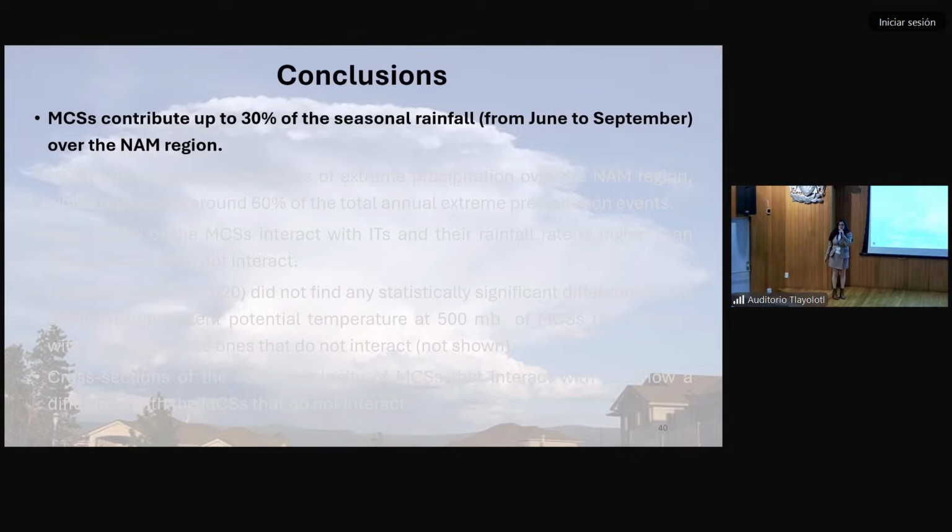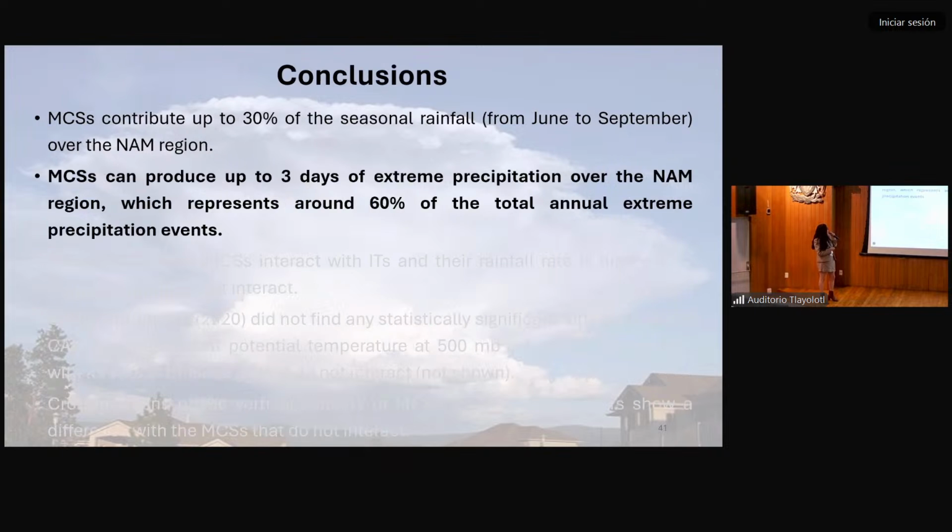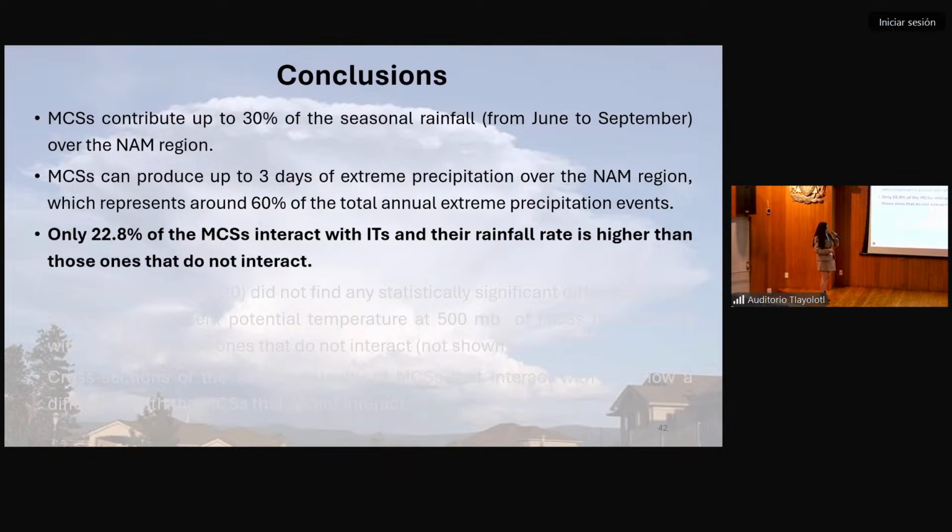It's 1:20 p.m., so I have 10 minutes for the conclusions. Mesoscale convective systems contribute up to 30% of the seasonal rainfall from June to September over the NAM region. Mesoscale convective systems can produce up to 3 days of extreme precipitation over the NAM region, which represents around 60% of the total annual extreme precipitation events. Only around 23% of the mesoscale convective systems interact with inverted troughs, and the rainfall rate is higher than those that do not interact.